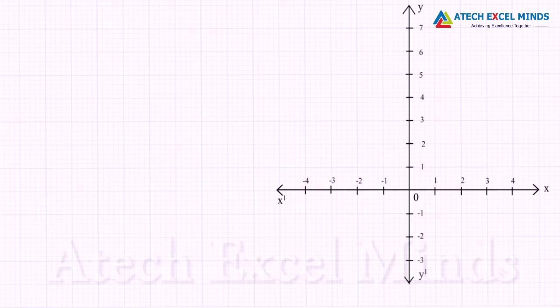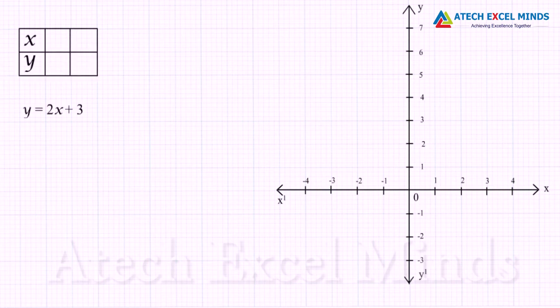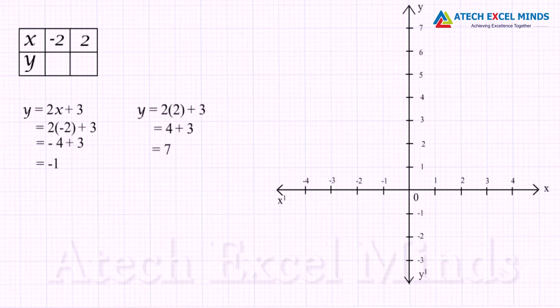We can't give an exact definition or meaning of zeros of a polynomial without geometrical representation of polynomials. Let us represent a linear polynomial y equal to 2x plus 3 on a graph. To represent any linear polynomial on a graph, we require at least two coordinates. We will choose any easy value of x and try to get the corresponding value of y. Upon putting x equal to minus 2, we get y equal to minus 1. Similarly, upon putting x equal to 2, we get y equal to 7.